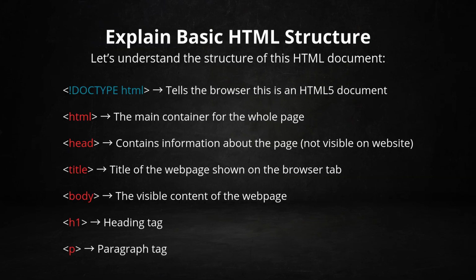Explain basic HTML structure. Let's understand the structure of this HTML document. Doctype HTML tells the browser this is an HTML5 document. HTML, the main container for the whole page. Head contains information about the page, not visible on the website. Title of the web page, shown on the browser tab. Body, the visible content of the web page. H1 heading tag. P paragraph tag.